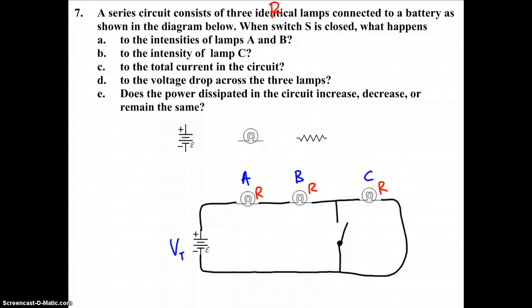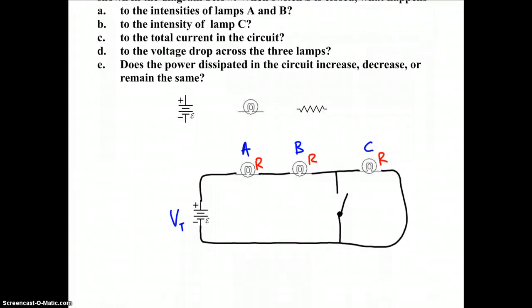When switch S is closed. All right, so I'm going to do this in red. So we close the switch. And of course, what that does is it allows current to flow. But what happens is, and this is unique in this question, by closing the switch, you're short-circuiting lamp C. So the current is going to take the path of least resistance.